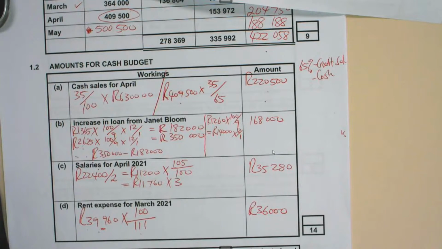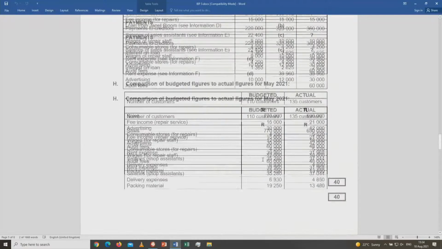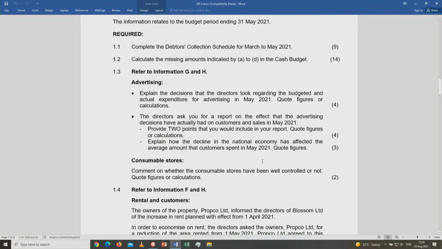Now let's look at 1.3. It says refer to information G and H, advertising. Explain the decisions that the directors took regarding the budgeted and the actual expenditure for advertising in May 2021. Quote figures or calculations.